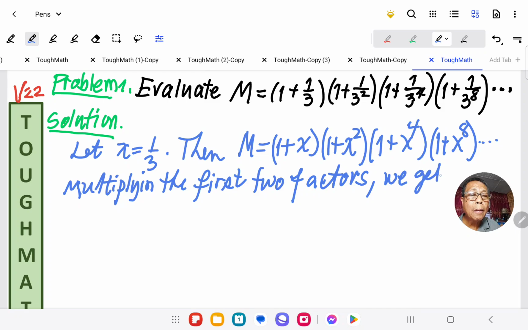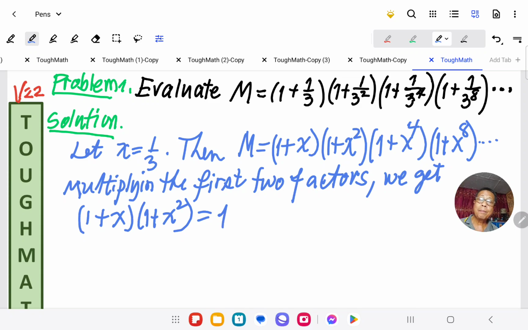we get, okay, so you have (1 + x) times (1 + x squared). This is easy to multiply because the other term in its factor is 1. So 1 + x + x squared + x cubed.